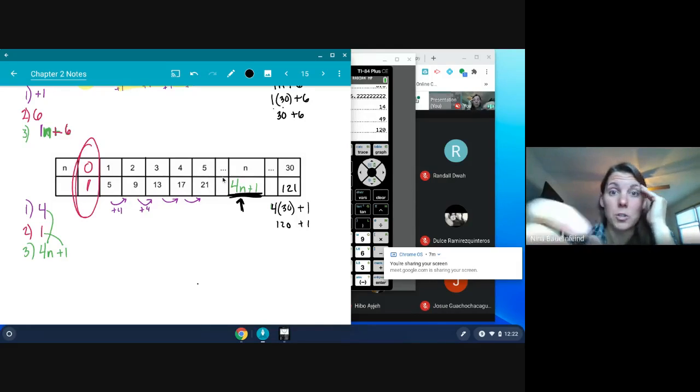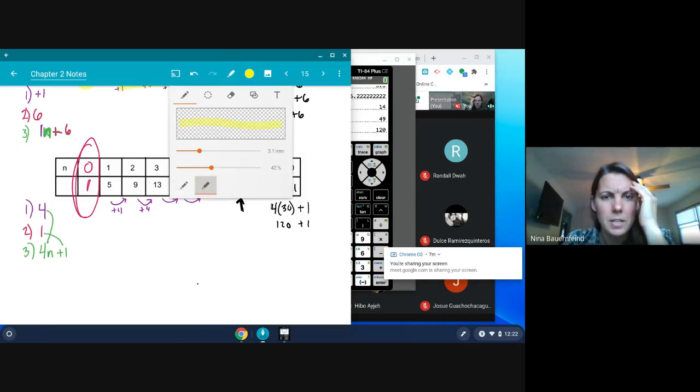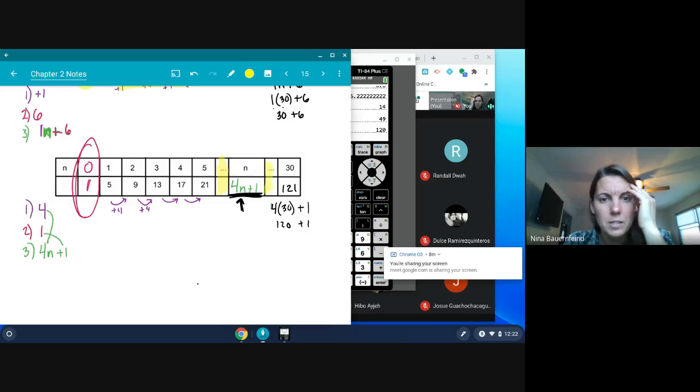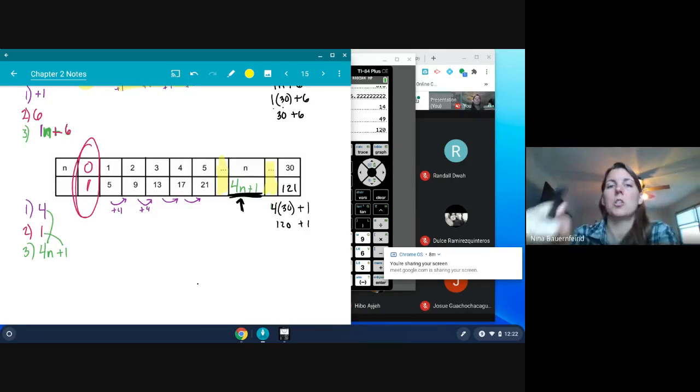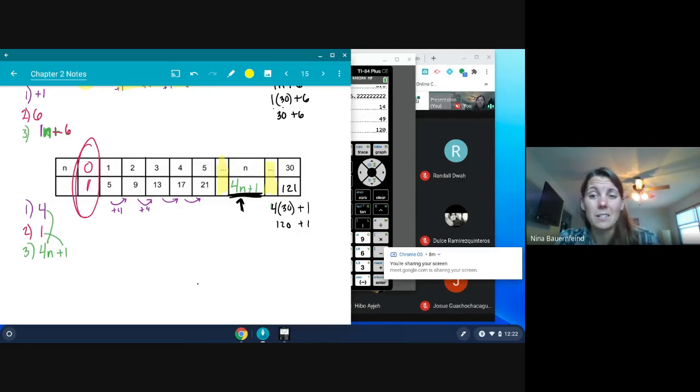I should explain also just really quick. This part right here, nothing goes in these boxes. That dot, dot, dot means the pattern continues. It just means keep going. So nothing goes in those boxes. If you want to take a picture again, you can.